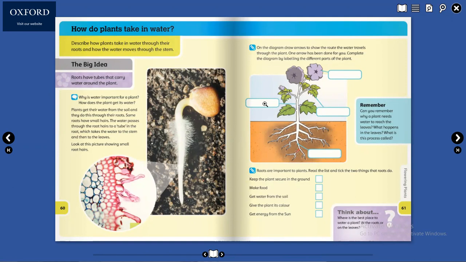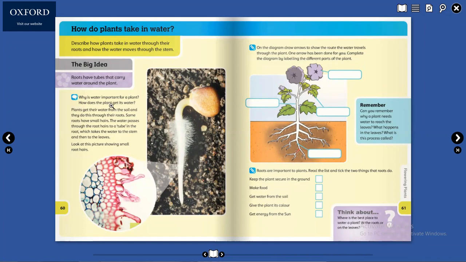So here you can see the answer as well, that plants take in water through their roots, and how the water moves through the stem. This is what we will discuss. Roots have tubes that carry water around the plant. Here you can see roots, and there are tubes or root hairs, you can say. They take water through their root hairs or tubes.